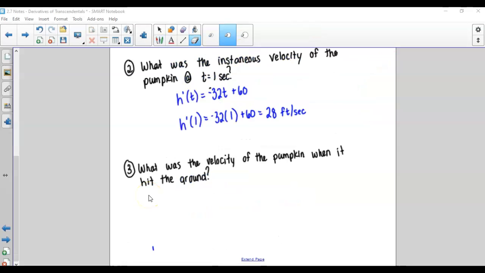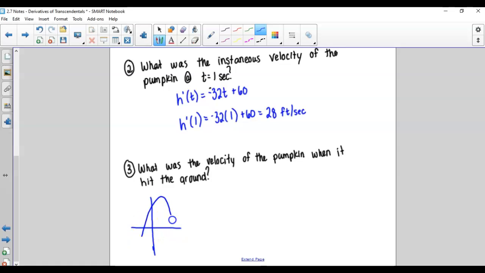We are asked, what was the velocity of the pumpkin when it hit the ground? So if you think of what's happening here, you've got your pumpkin, it's going up, it's coming back down, it's going to hit the ground right here. And at that point, your y coordinate has to be 0. Remember, this is your h and this is your t, so really I guess it's your h coordinate that has to be 0. So you're going to say 0 equals negative 16t squared plus 60t plus 15, and you want to solve this equation.